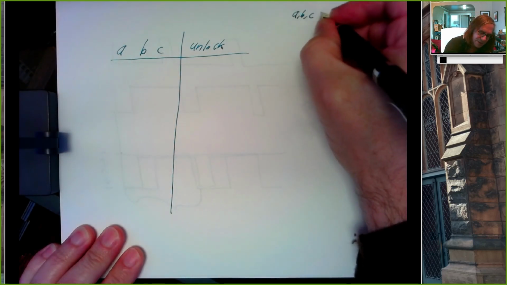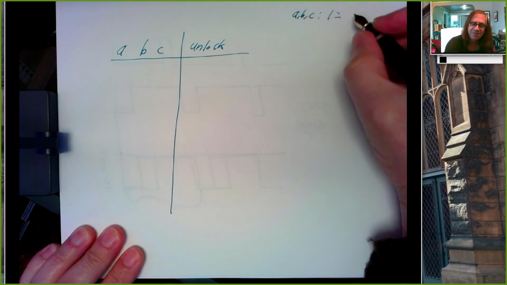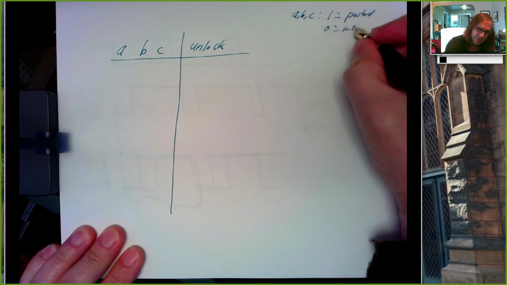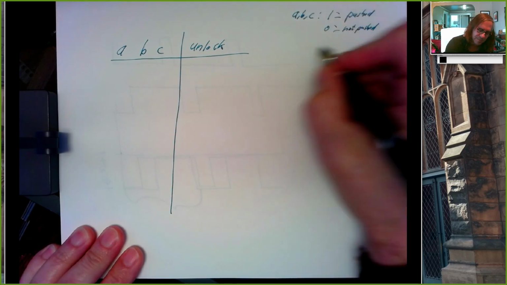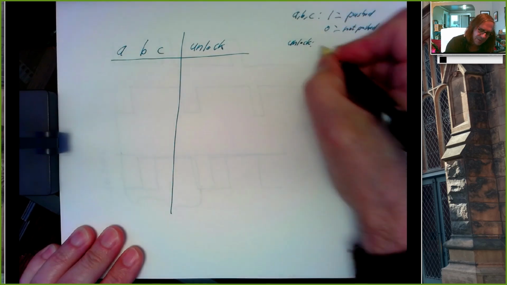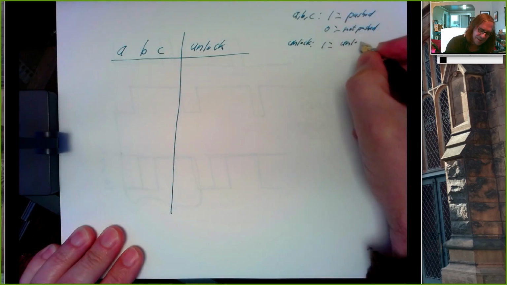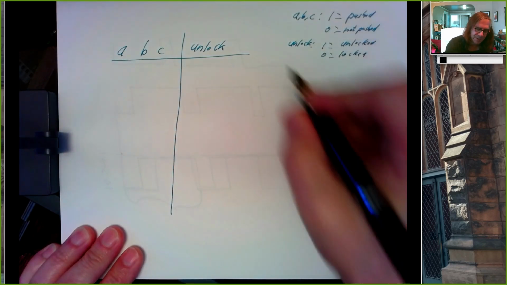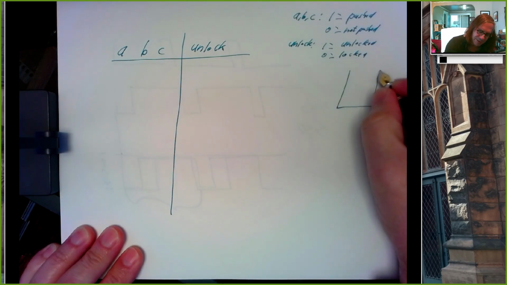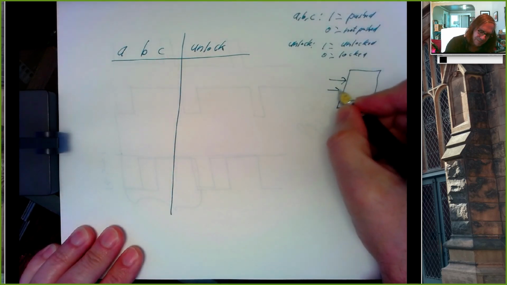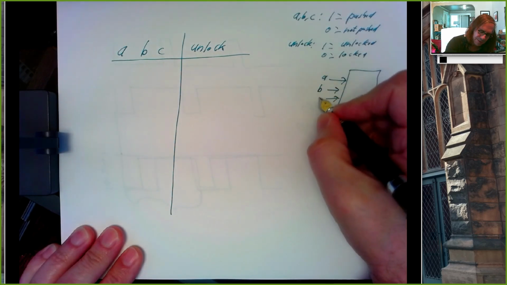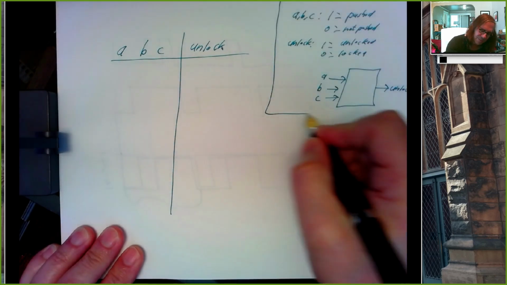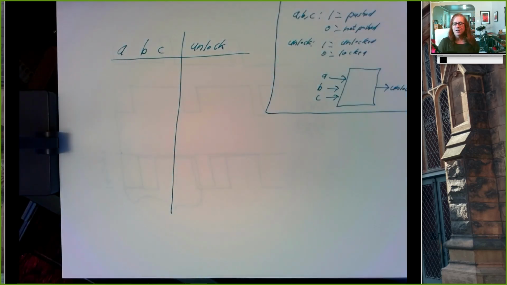A, B, C are going to have a logic value of 1 if that button is pushed, and a 0 if not pushed. And for unlock, 1 means the system is unlocked, and 0 means locked. This would be part of our system diagram, where we show the inputs and the outputs, and we explain what the meanings of the 1s and 0s are on the inputs and outputs.